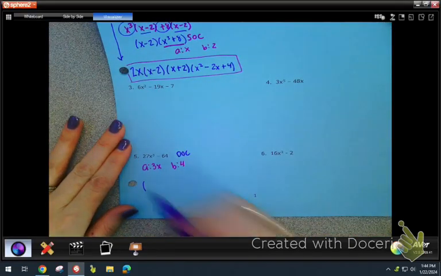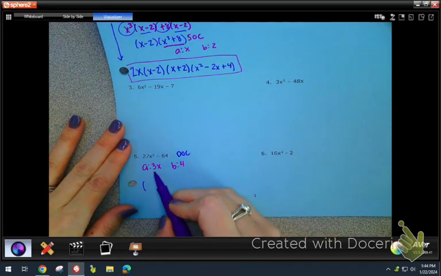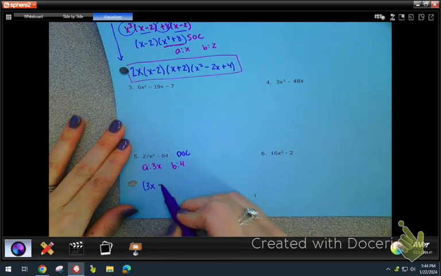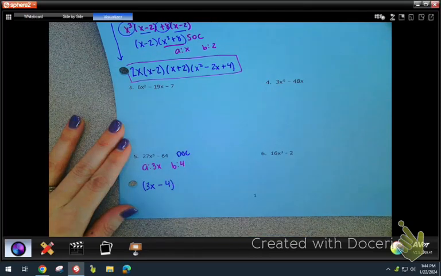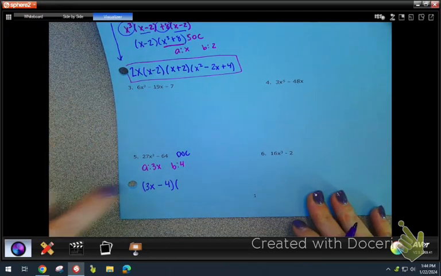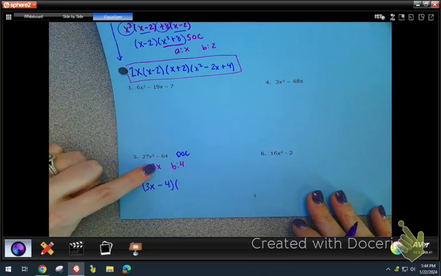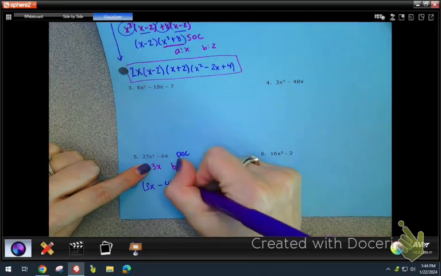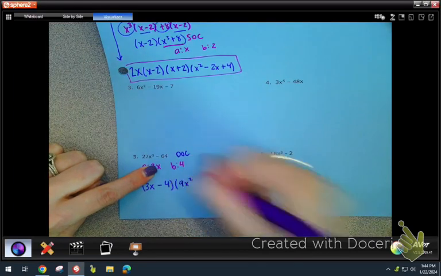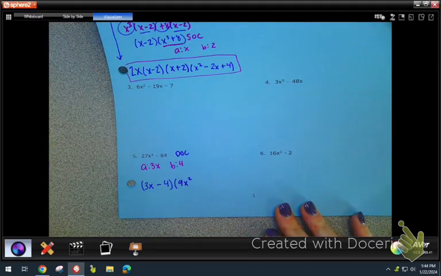Okay? So since it's a difference, I'm going to start with the same sign. So I'm going to take the cube root of 3x, same sign, minus the cube root of 4. That's my first factor. Now be careful here because we've got some coefficients. So open up your next parentheses. The next term is a squared. You have to square the number and you have to square the variable. So what's 3 squared? 9, and then x squared is x squared. Make sure you square that coefficient as well because sometimes that gets forgotten.